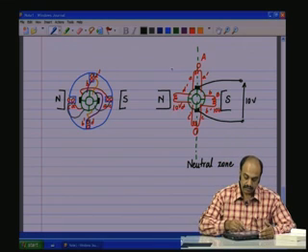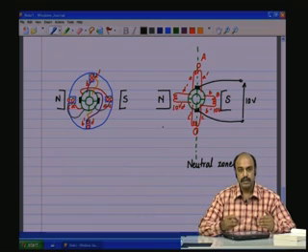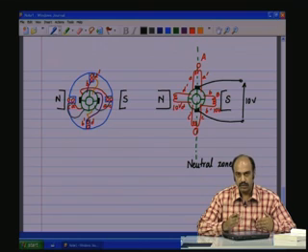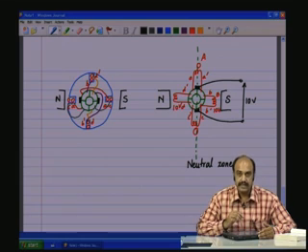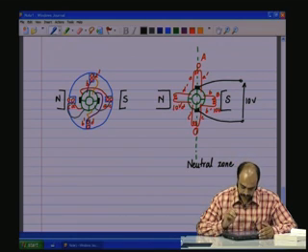So, if I am having the circumference between the north and south poles, any two consecutive north and south poles, the midpoint is where the induced voltage will be 0, and that is a neutral zone, and the brushes should be positioned where the induced voltage will be 0, that is the brushes should be positioned in the neutral zone.